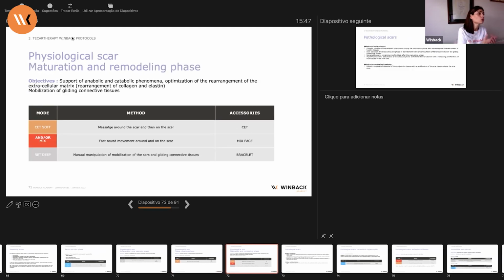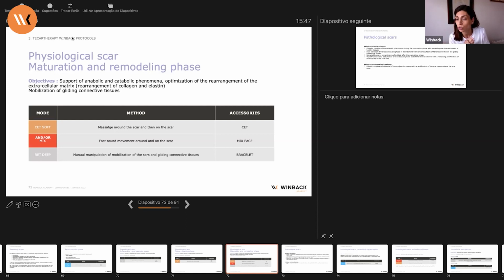When you're in the maturation or remodeling phase, what are our main objectives? Our objective is to support the anabolic and the catabolic phenomena. We want to optimize the rearrangements of the extracellular matrix. We want to rearrange the orientation of the collagen and the elastin. And we want to do the mobilization and the gliding of the connective tissues.